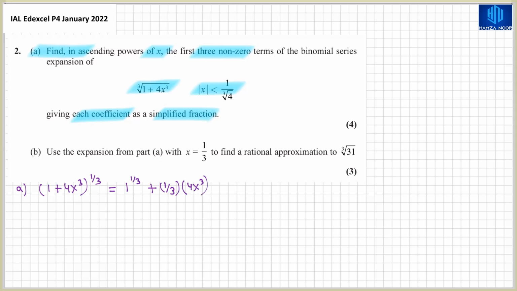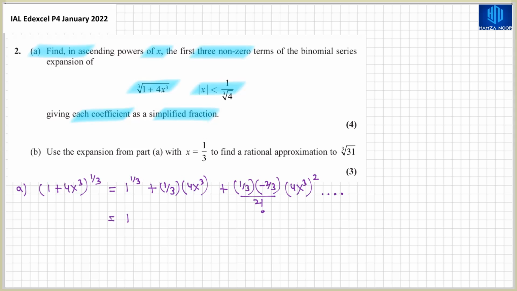And then we have the term related with nC2. So nC2 means n into (n minus 1) over 2 factorial. So 1 over 3 multiplied by minus 2 over 3 divided by 2 factorial, multiplied by (4x cubed) whole squared. In this way we will get the first three terms. We don't need to go beyond this because this series will go up to infinite terms, since the power of the binomial expansion is a fraction. So hopefully you have covered all the concepts of this chapter, binomial expansion, in detail.